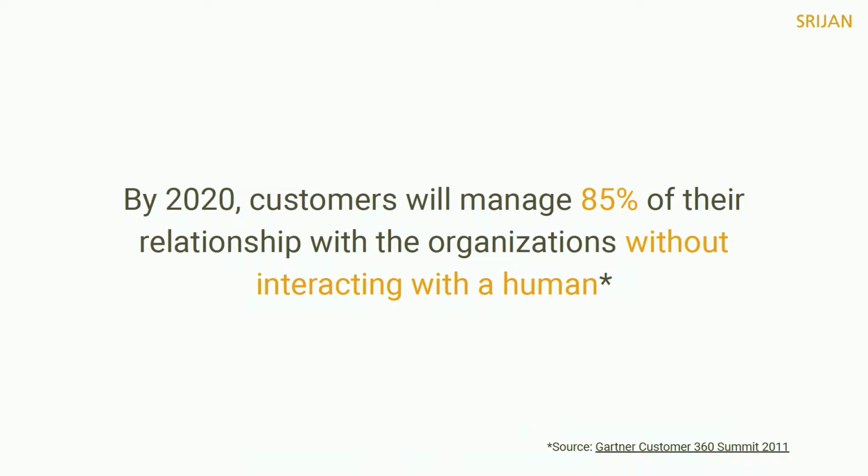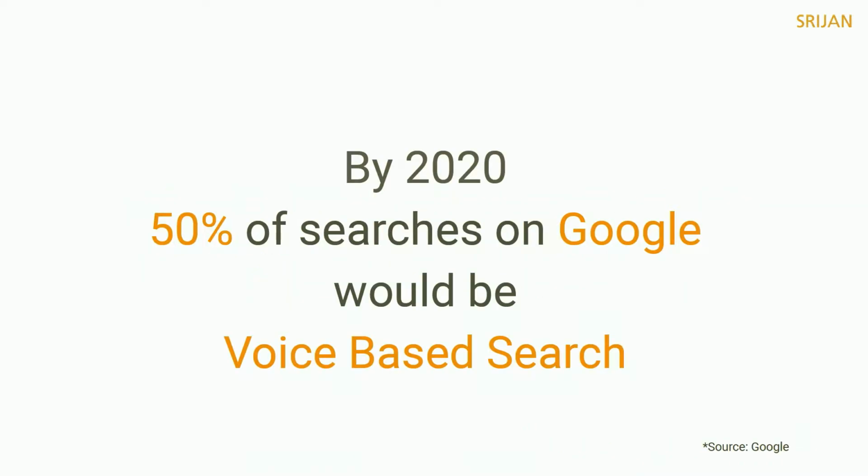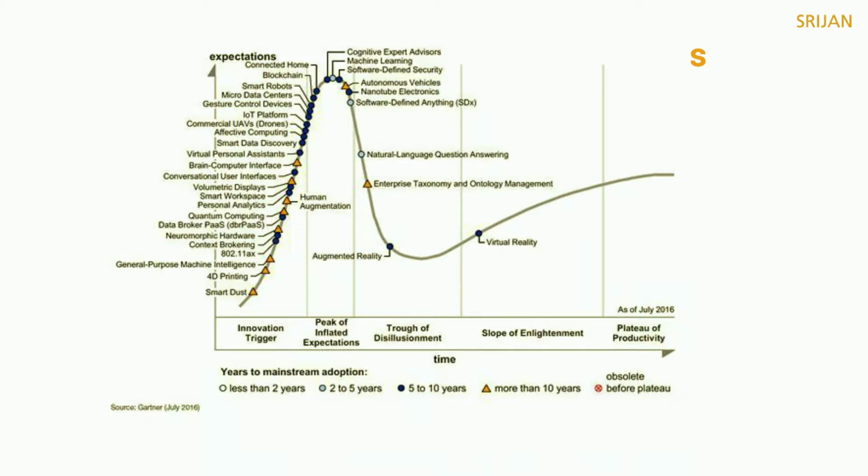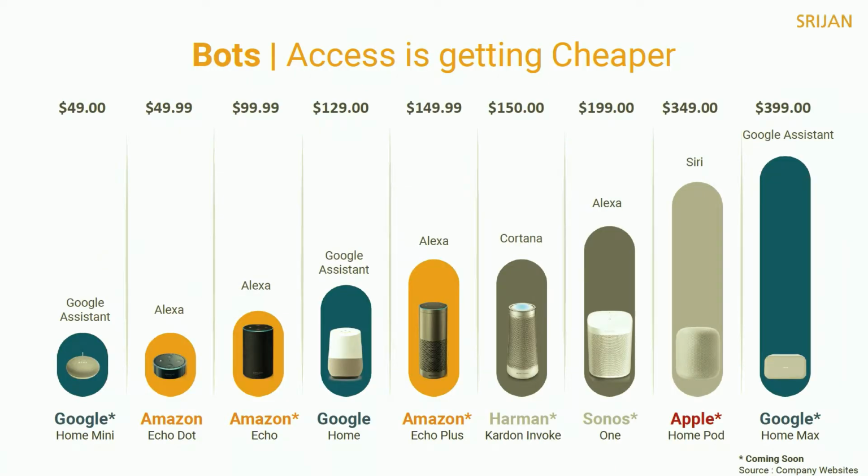So, Gartner says that by 2020, 85% of the relationship with an organization would not happen with a human. Google says that by 2020, 50% of the searches would be voice-based search, which is right now about 20%. Now that's a big number. And if you look at the curve, if you look at all the ecosystem, it's actually going towards where the bots are getting cheaper. Your phone is now becoming a way to access Google, the voice.